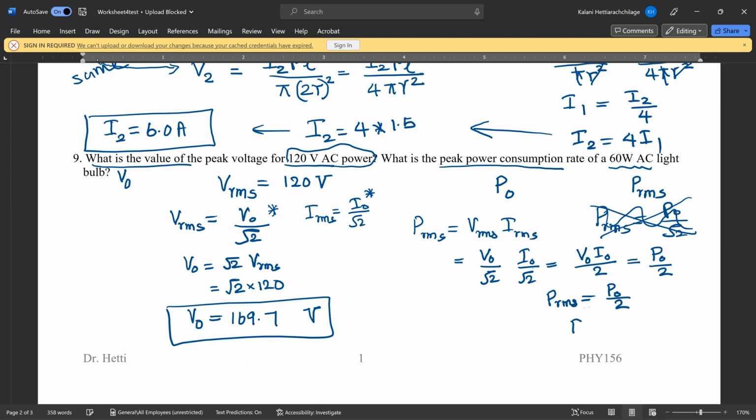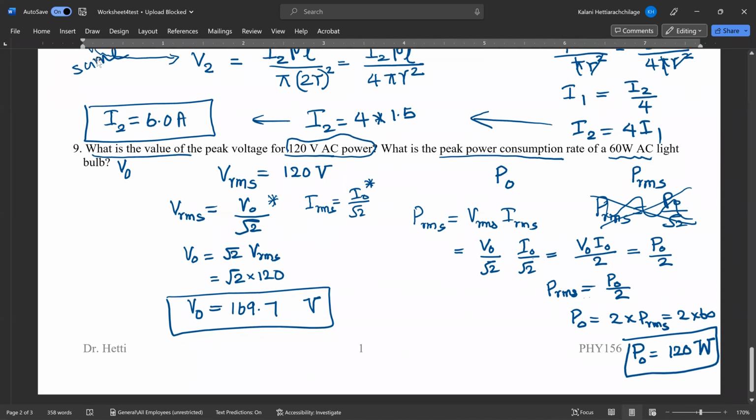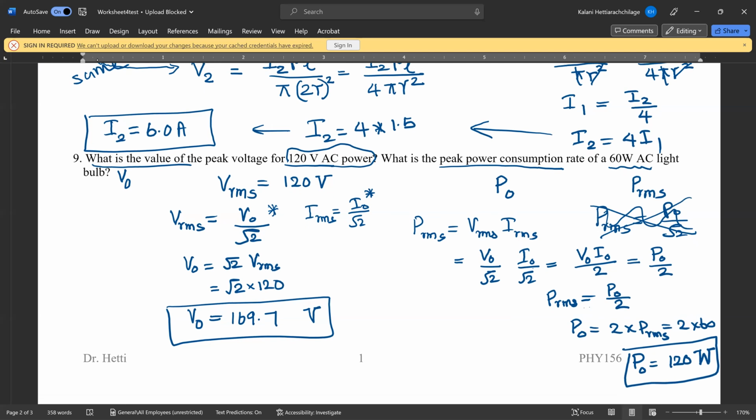Okay, so now P naught will be twice times PRMS. That will be 2 times 60 watts given. Because of that, P naught will be 120 watts. Okay, so that's it for this worksheet.